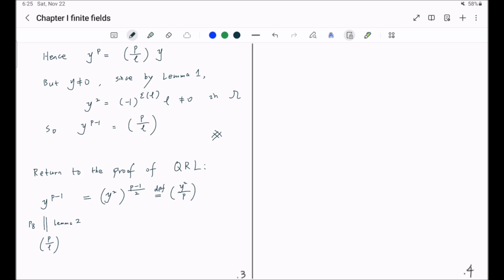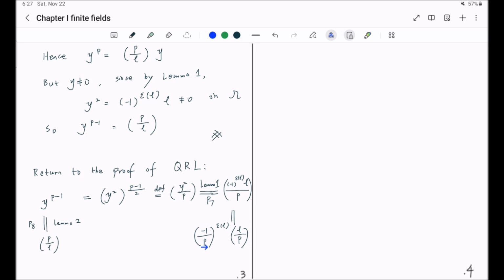But by lemma 1, we just proved on page 7 of Sayre's book, this is equal to, remember the numerator is negative 1 to the power epsilon L times L. And using the multiplicity, this is equal to the product of negative 1 over p raised to the power epsilon L, and the other part is L over p.